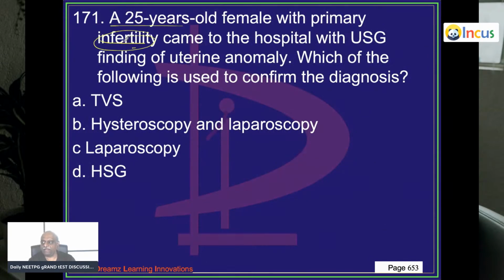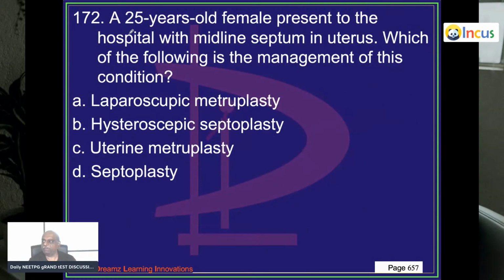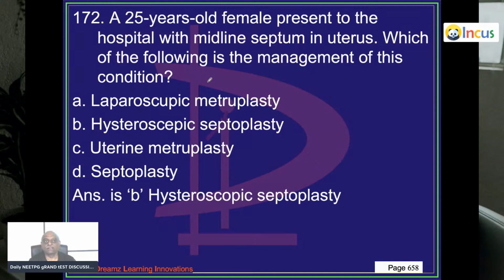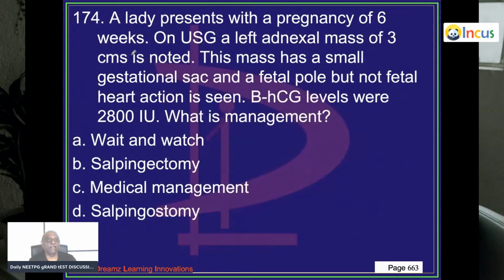25-year-old female with primary infertility comes with uterine anomaly. How do you prove it? Hysteroscopy and laparoscopy. 25-year-old with midline septum of uterus. What is the management? Hysteroscopic septoplasty. 55-year-old multigravida with history of frequently micturating when laughing means stress incontinence. One more topic: stress incontinence, urge incontinence, overflow incontinence.